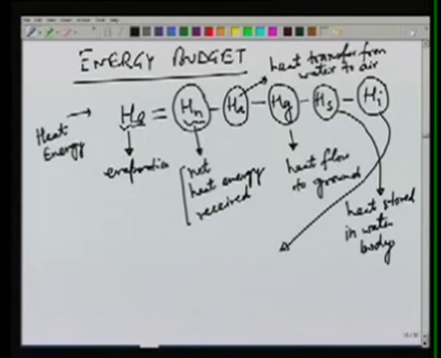So the energy budget relates the energies which are used for different purposes. HE, as we have seen, is for evaporation. HN is the net energy received. HA is transferred to air. Hg is transferred to ground. HS is stored in the water body, and HI is advected through water.